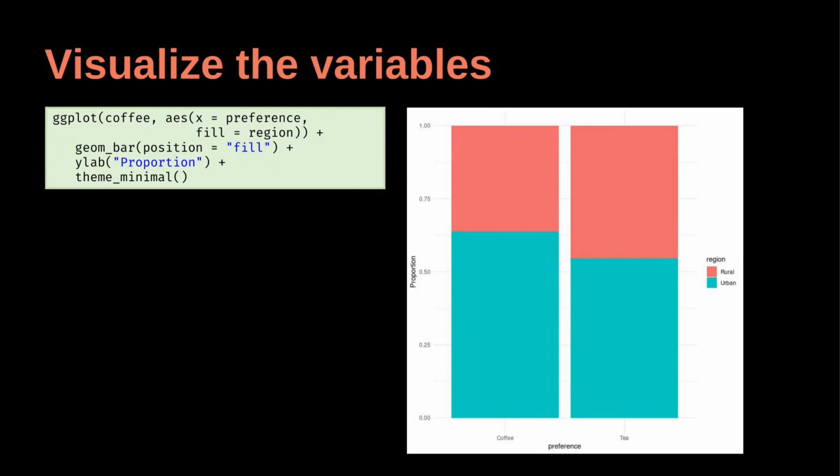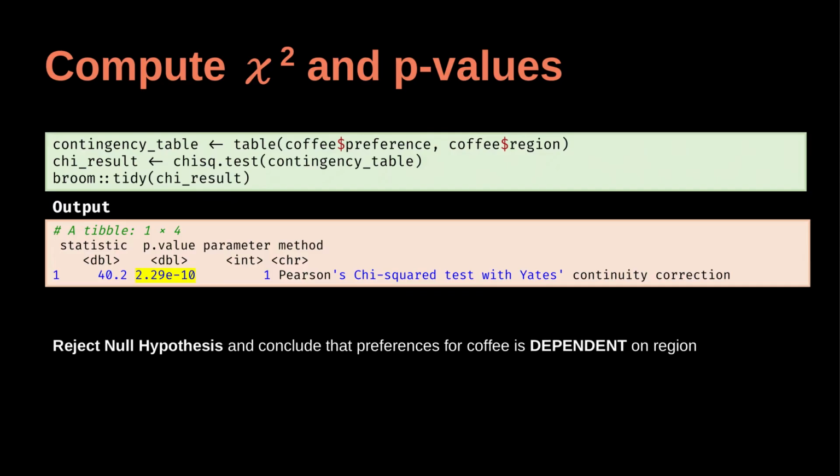This type of plot makes it easy to compare proportions visually between groups, helping us quickly spot differences in behavior or preferences. To run the chi-square test of independence, we are using the chisq.test function in base R to explore whether there's a relationship between coffee preferences and regions in the coffee dataset. First, we create a contingency table using the table function with the preference and region columns.